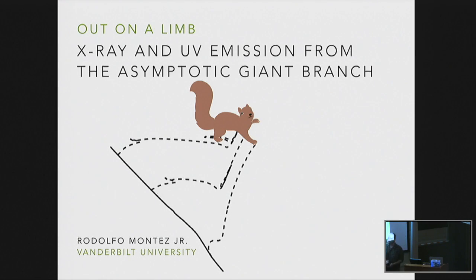Today I'm going to talk to you about a subject that a colleague of mine in Sweden, Sofia Ramstedt, has been studying. We're essentially looking for high energy emission from AGB stars, which most people don't think actually emit this. So that's why the title of my talk is Out on a Limb, because we're out there looking for something that nobody thinks is there.